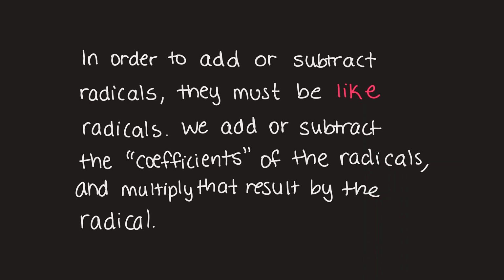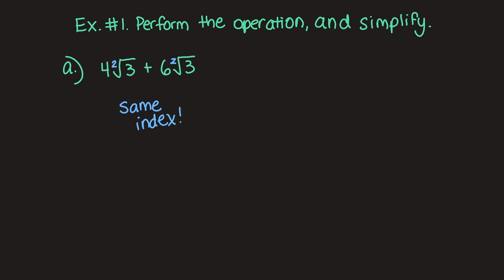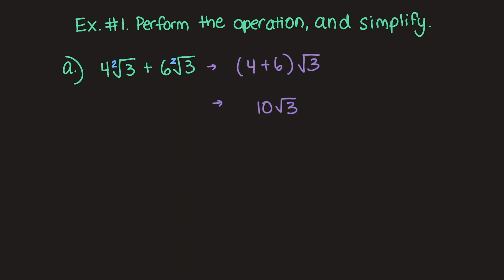So let's do some examples. For this expression, notice that the radicals have the same index and the same radicand. Therefore, these are considered like radicals and can be combined. So we add the coefficients and multiply by the radical. So this simplifies to 10 radical 3.